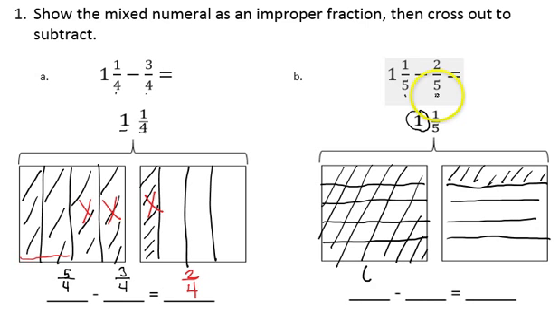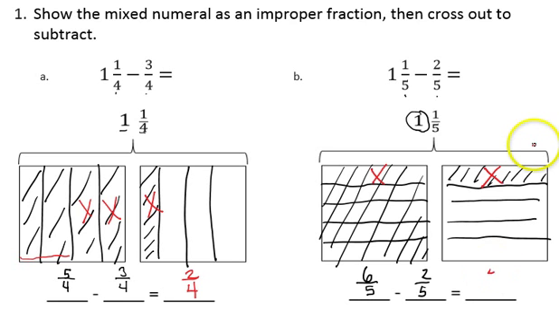Now my problem is 6/5 minus 2/5. And again, I'll cross off fifths to come up with my final answer. Since I'm subtracting 2/5, I'll cross off 2/5, and that leaves me with 4/5. 6/5 minus 2/5 is 4/5. So you can see how decomposing that whole number allows me to subtract fractions from the mixed numerals.